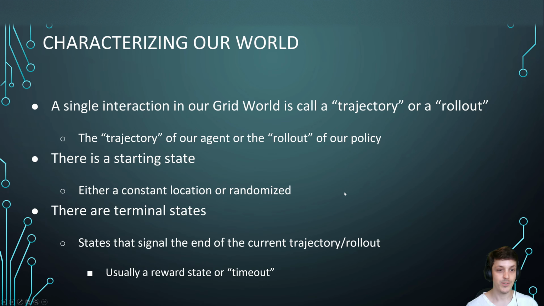Okay, so some more definitions. We have what we call trajectories or rollouts, which is what we define as a single interaction of our agent in the environment. So in order to learn what actions to take, our agent basically does little experiments, little tests of the environment by choosing sequences of actions and then seeing how well it did. And that sequence of actions is a trajectory. It's a trajectory of the agent, or the rollout of the policy. The policy is where we define how we choose our actions.